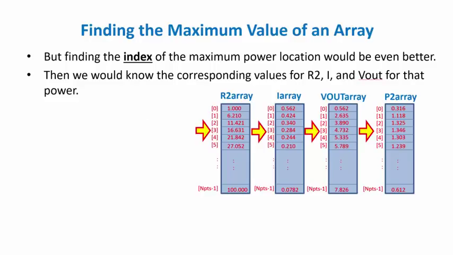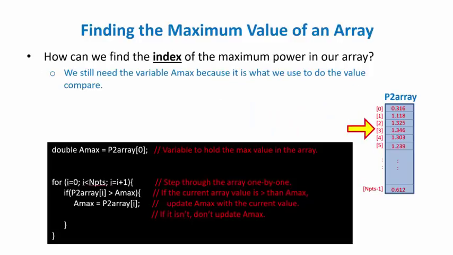Okay, so what if we said, I want to find ultimately the index of where that maximum power is? How would we do it? Okay, so let's go back to our original code here. So far we've got our for loop, which goes through and updates our variable A max. We can't get rid of A max, okay, because A max is what we are using to look at the values within the array. Okay, so we have to still do that compare.